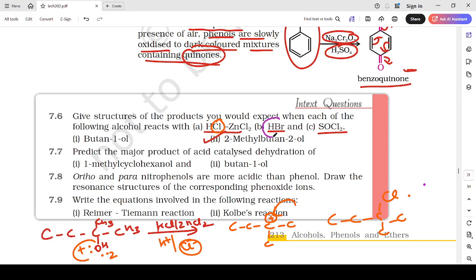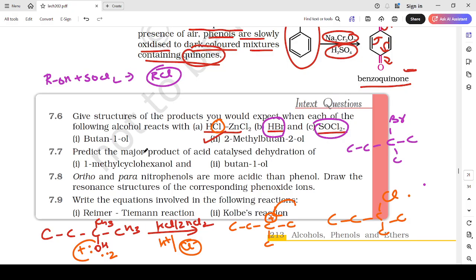Same thing happens with respect to HBr as well. Instead of chlorine, I will have Br substitution here. Thionyl chloride: we have learnt already that alcohol plus thionyl chloride will give you RCl. So here, what would happen? Chlorine will get substituted here. Understood, right? Yes, ma'am.